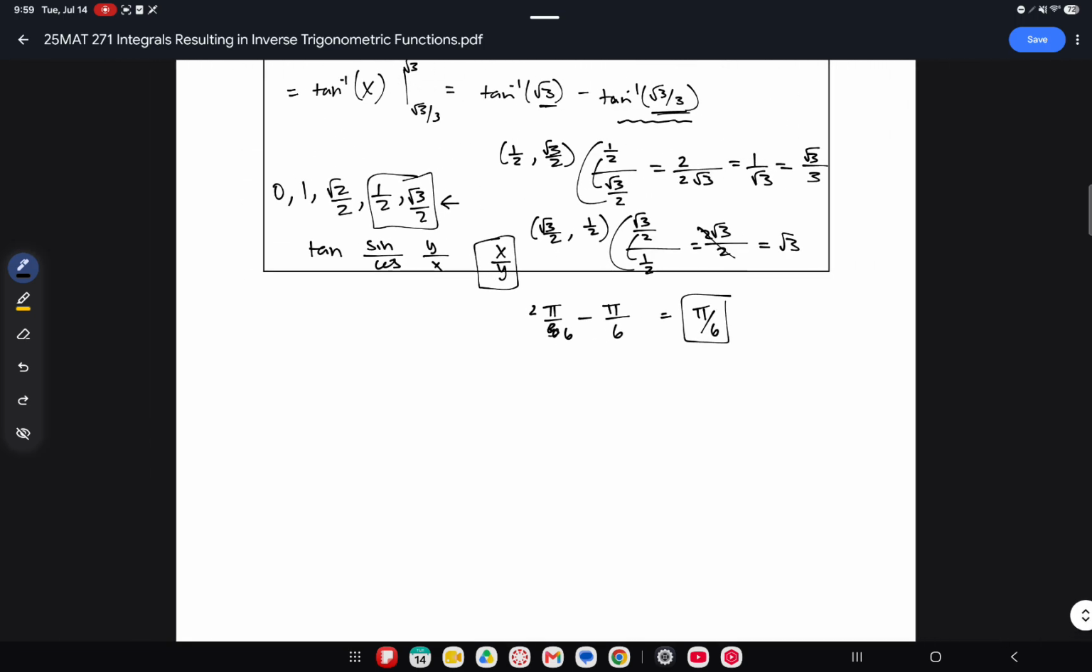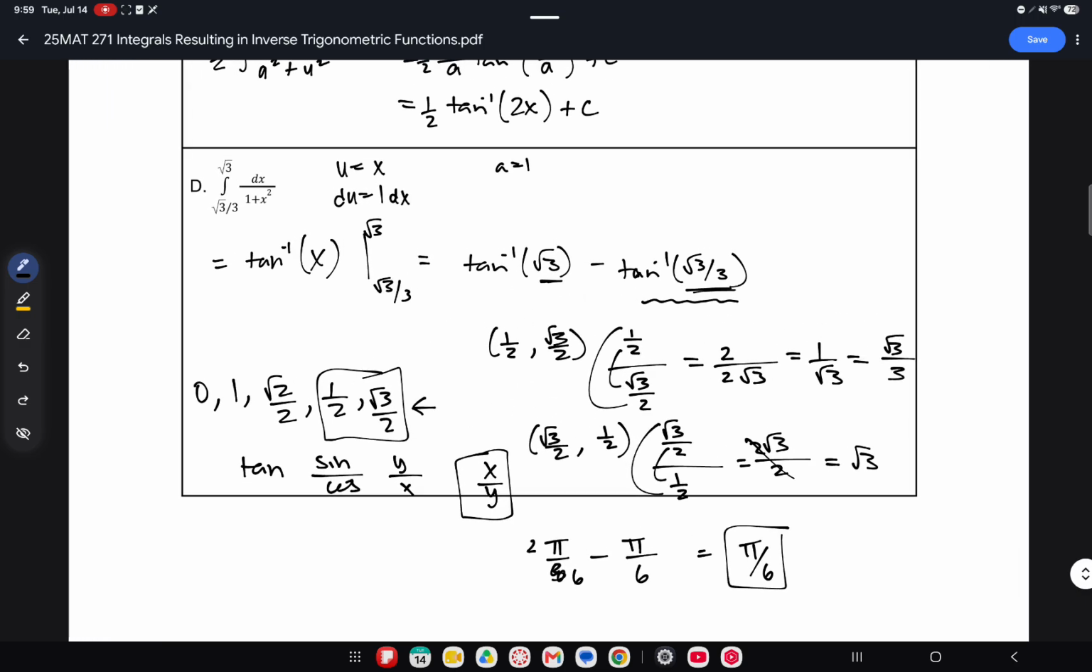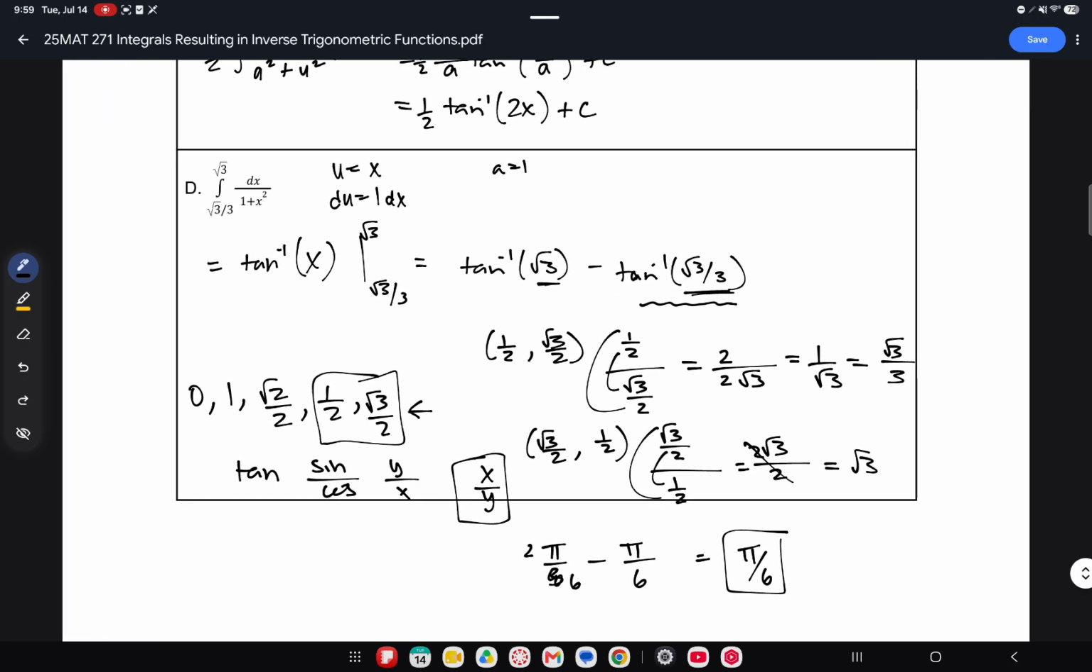I think that is all I have for some inverse trig integrals here. So if you have any questions, let me know.